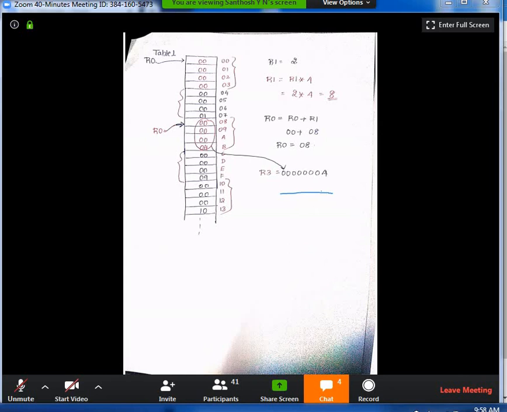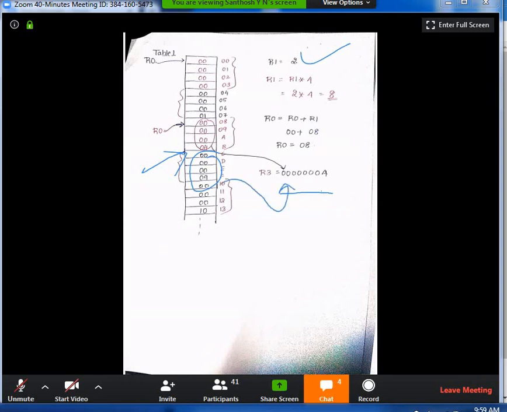Next, for example, if you had taken 3, what would happen? 3 into 4 it will happen, right? 3 into 4, 12. What is 12? 12 means what? It is nothing but C. In hexadecimal it is C. So R0 will point to C here, and this data will be loaded. That is 9 will be loaded into R3.